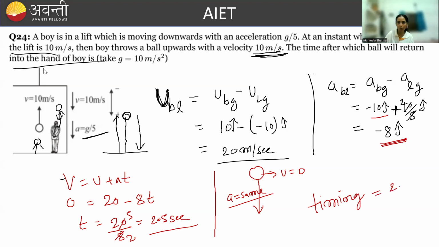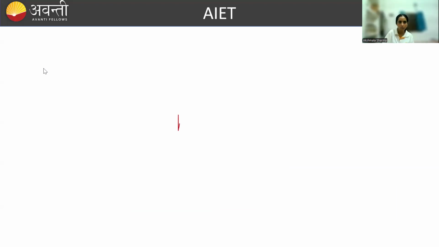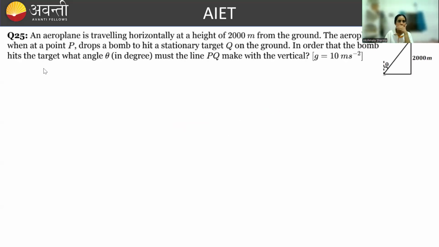Timing will be equal to 2.5 into 2 seconds. Done. So that will be equal to your 5 seconds. Chalo. You can solve it also. Answer will be what? 5 seconds. Now let's do this question.